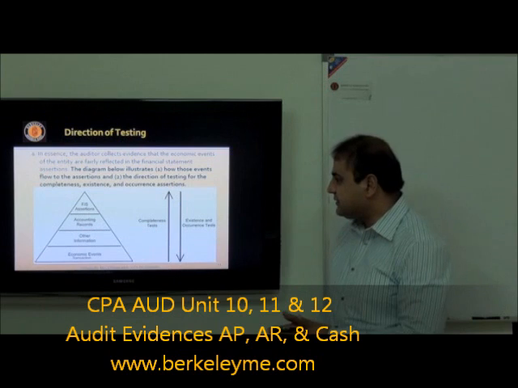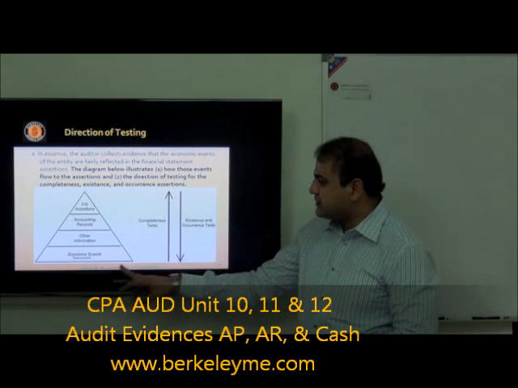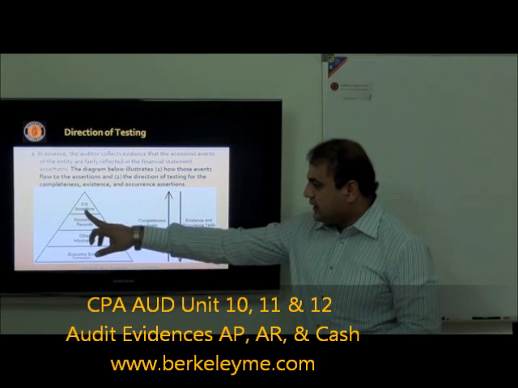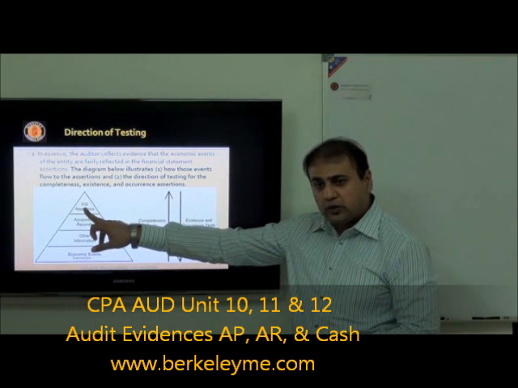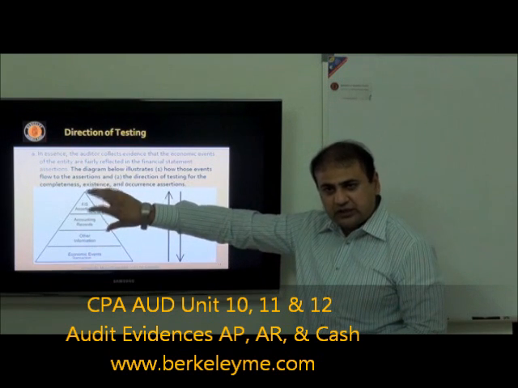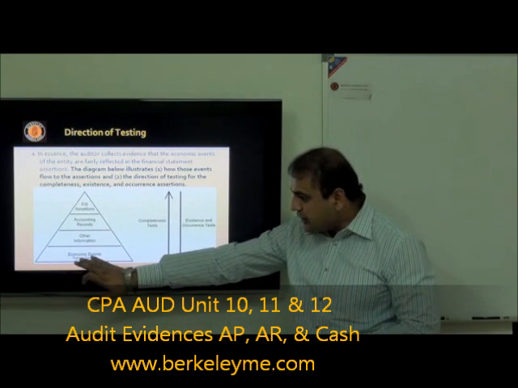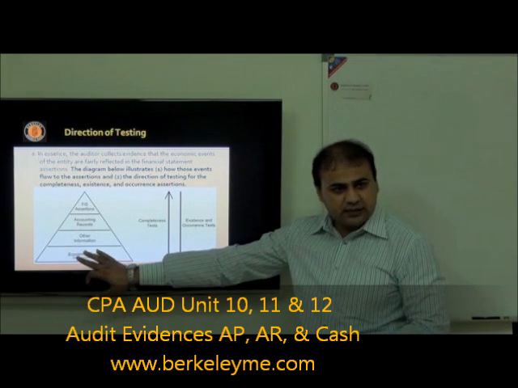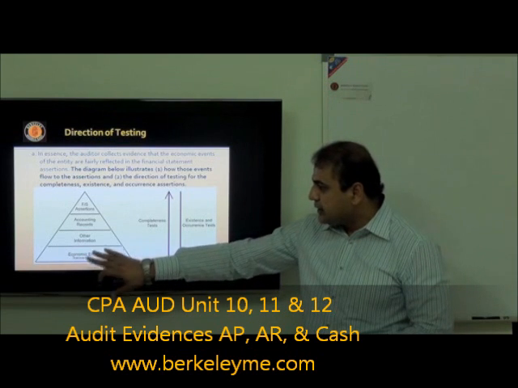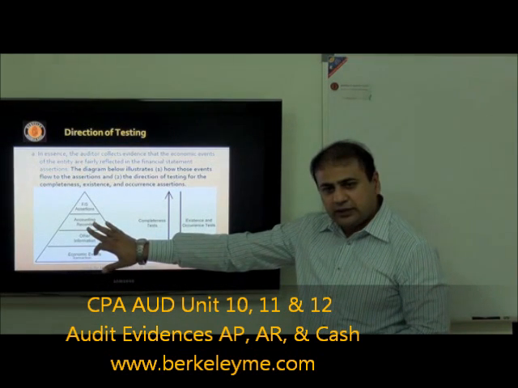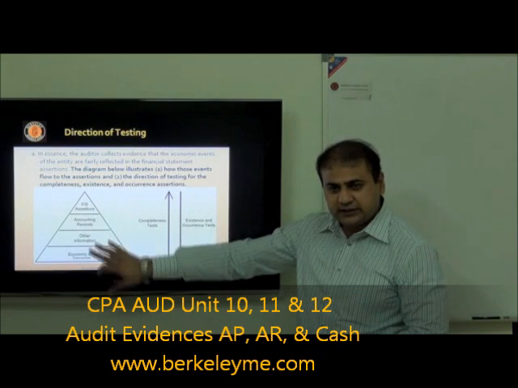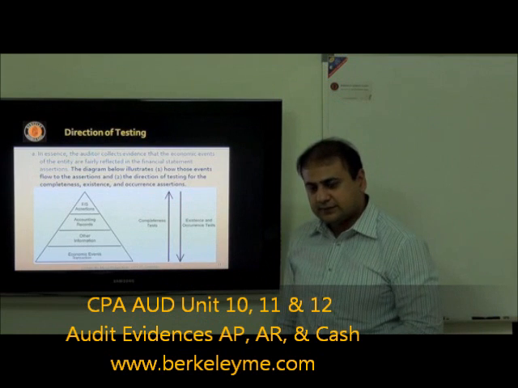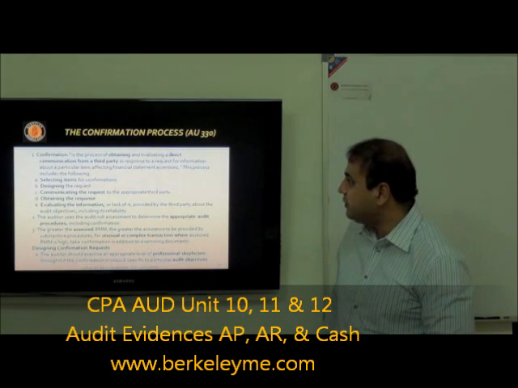What are the directions of testing? You can see the completeness test starts from here, and existence and occurrence start from here. You can apply the overall financial statement assertions to check the overall accuracy, or you can check the economic events, that is, transactions. Day-to-day transactions will be economic events. Then for other information, you can see the accounting records, and then you will go for the financial statement assertion. This is to see the completeness and the existence and occurrence test. You can do it in the meanwhile.